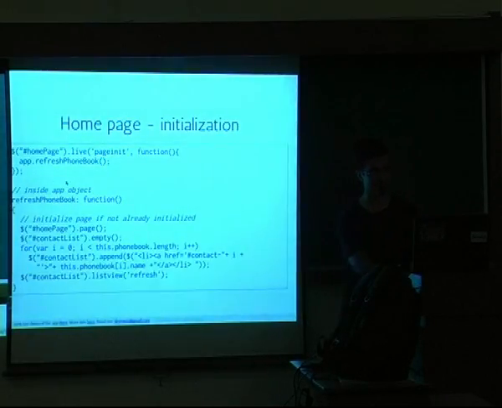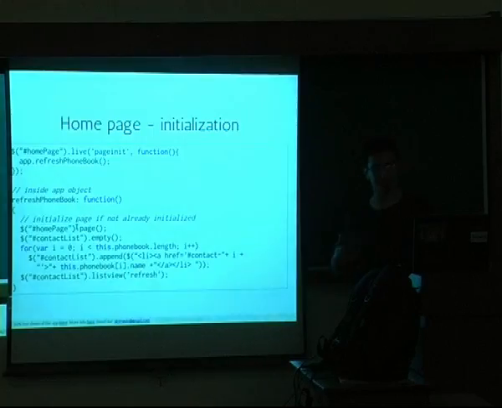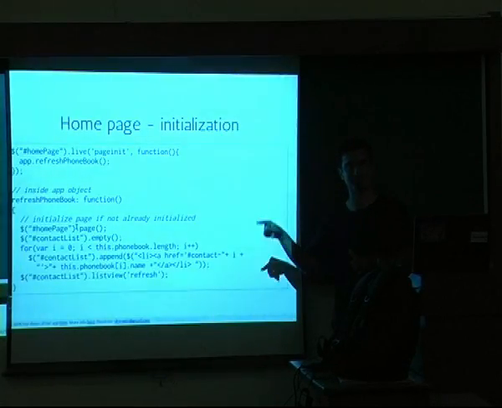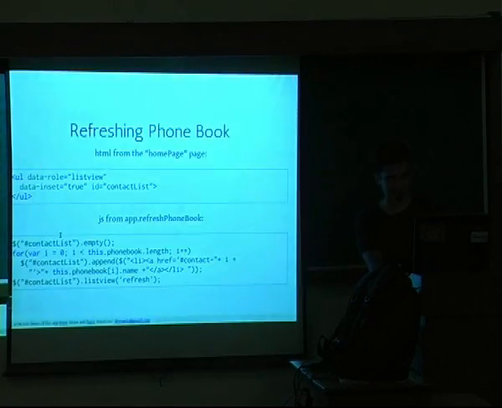The refreshPhoneBook function first initializes the page if it's not already initialized. There are a couple of cases where this might be possible, but by calling $homePage.page, that's the way it works. If you've worked with jQuery UI, you'll find something like this very familiar. You'll find $('#something').button, and that's very straightforward because it actually uses the jQuery UI widget system underneath all of the code. And I have this thing called contactList over here. In fact, this code I've given you separately. Contact list, it goes and empties all the items inside it.